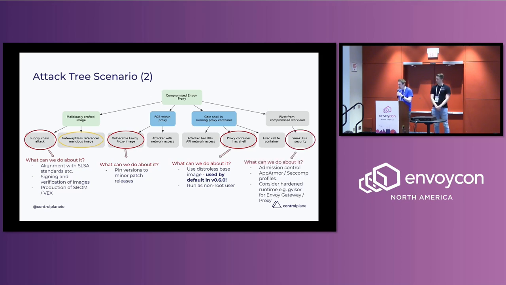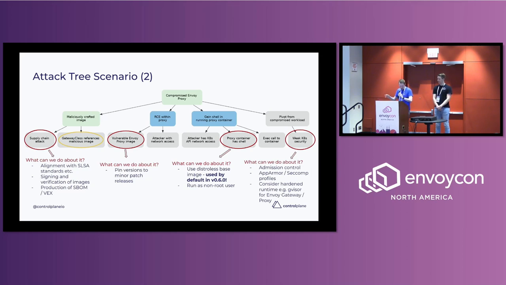And finally, weak Kubernetes security. We're all here for a reason. We know a bit about this, so validating admission control, AppArmor, seccomp, limiting Linux capabilities, things like that. We can also consider maybe a hardened runtime for proxy and gateway pods, so something like gVisor. This could help with this pivoting risk.